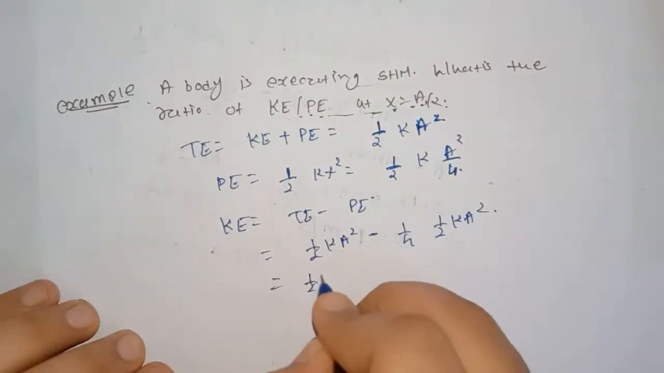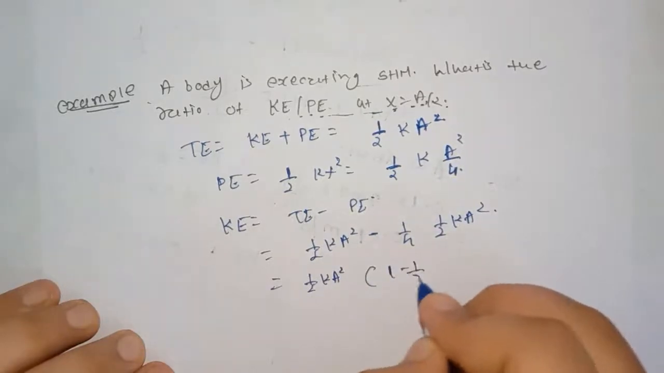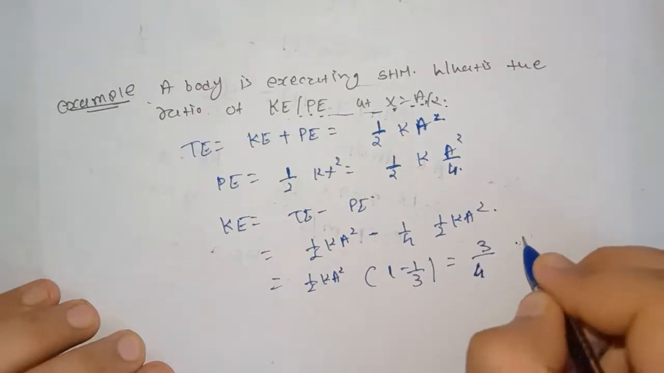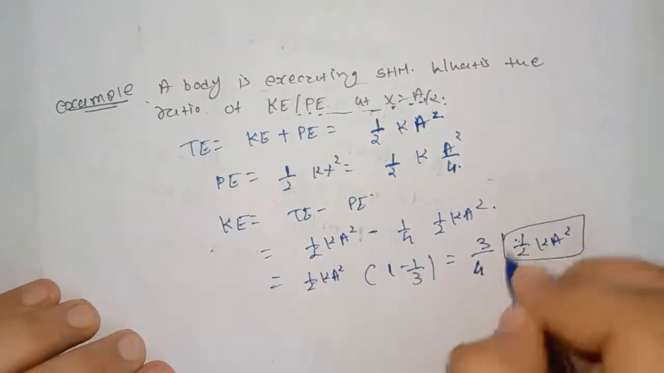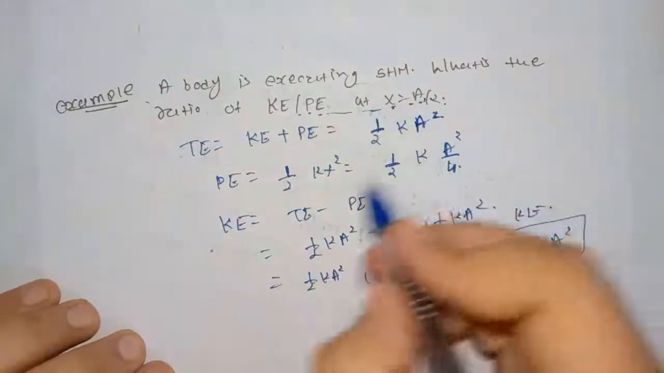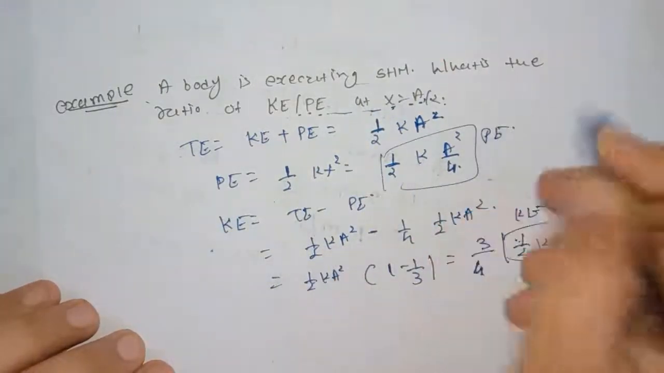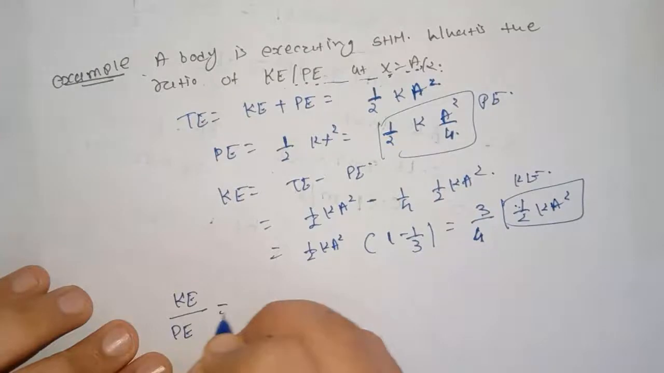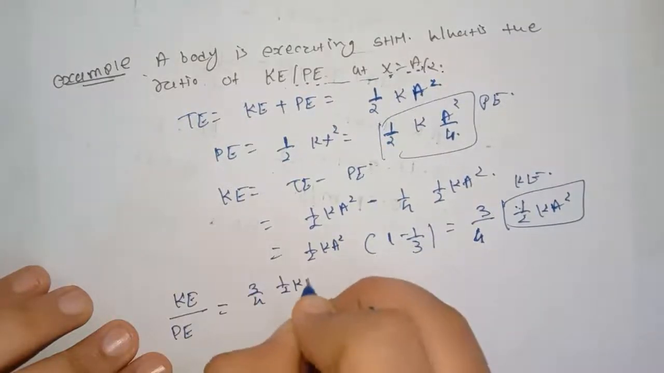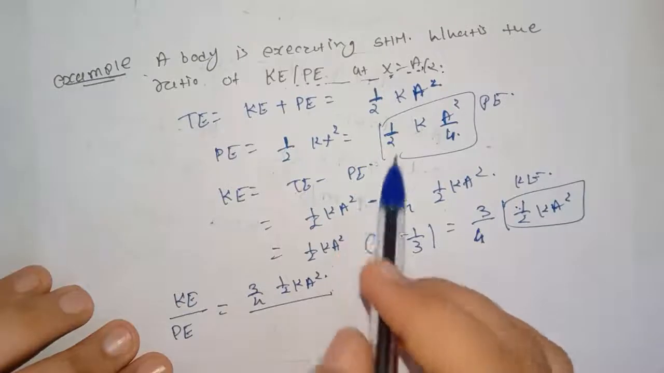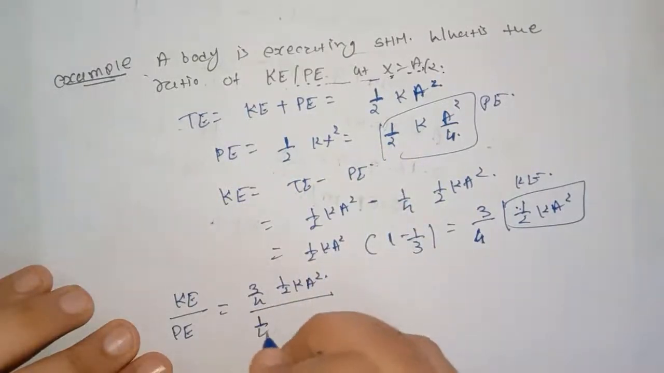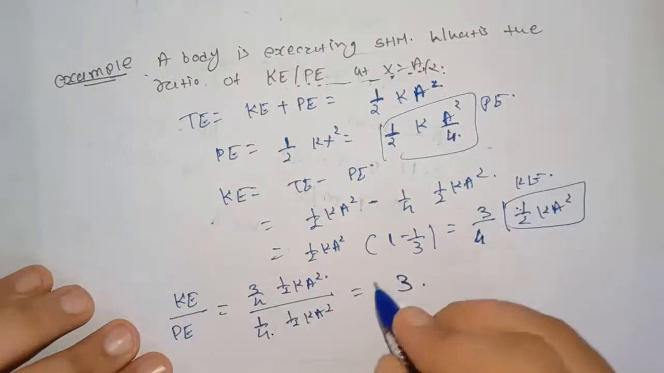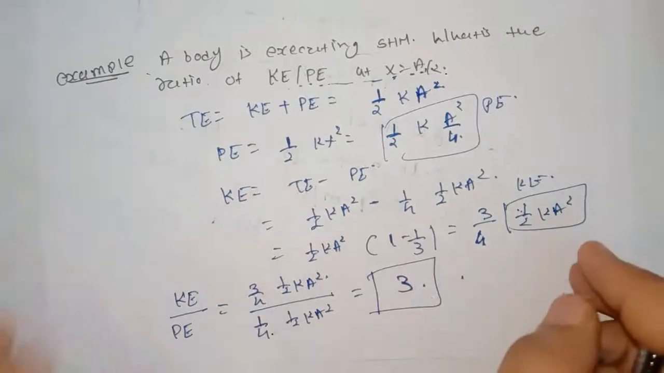Taking this half Ka square common, 1 minus 1 by 4. So that will be 3 by 4 into half Ka square. This is the kinetic energy and this is the potential energy. So taking the ratio of kinetic energy to the potential energy, 3 by 4 half Ka square divided by the potential energy, 1 by 4 half Ka square, that will be 3. So the ratio will be 3:1.